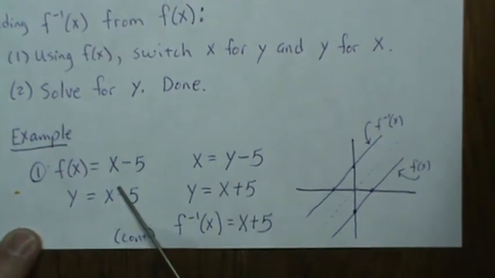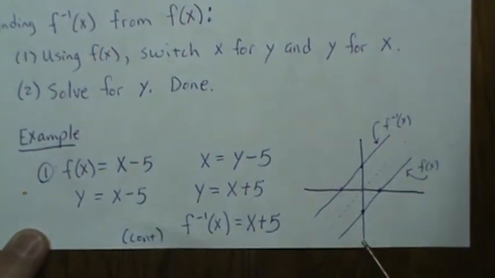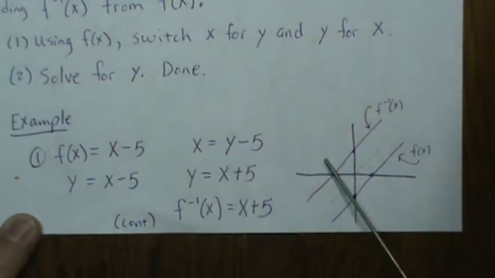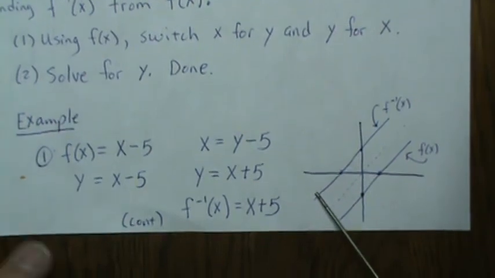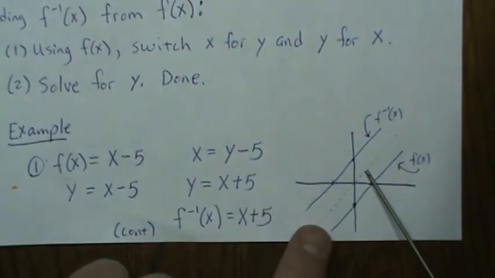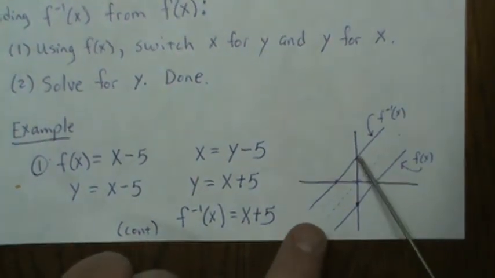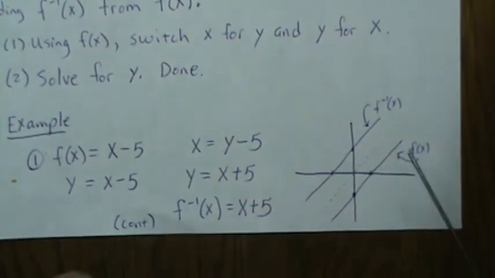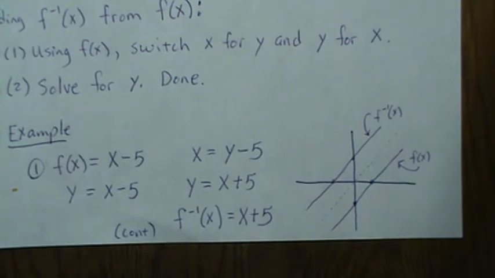Now, if we were to graph these, f of x is this function, and the f inverse is this function. And so graphically, if we were to flip this or reflect it about this line, those two would be right on top of each other. And that's how you find an inverse.